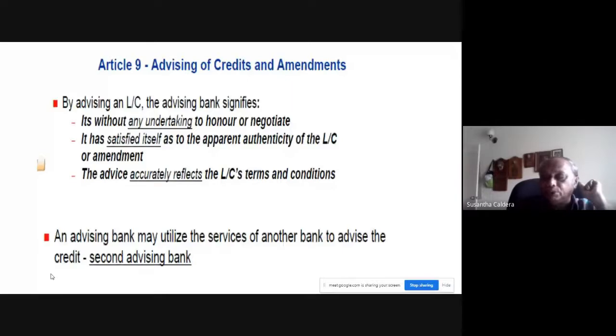Are you doing it without reading the LC, or are you just having a cursory glance? If you are doing LC advising, you have to have a cursory glance. You don't have to go into detail, but you should scan it at a glance, right?